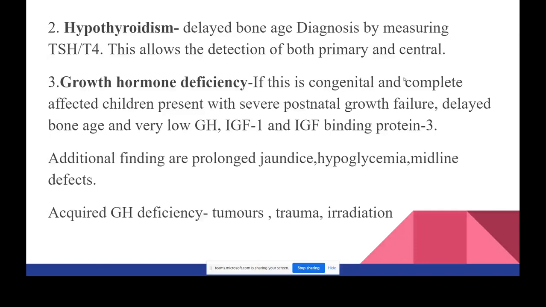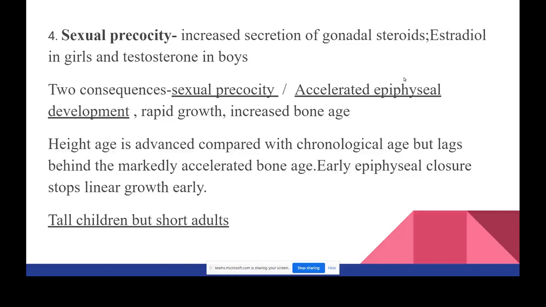And then the other endocrine causes. Now I said about growth hormone, thyroid hormone, and Cushing syndrome. And now the fourth one is sexual precocity. Increased secretion of the gonadal steroid, that is estradiol in girls and testosterone in boys, leads to short stature.